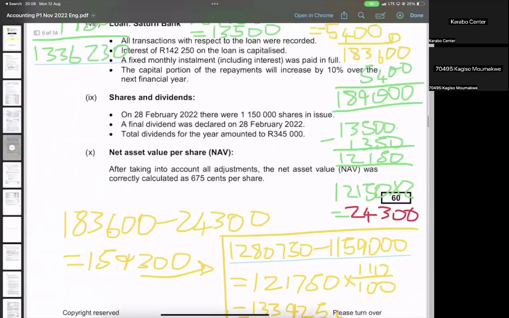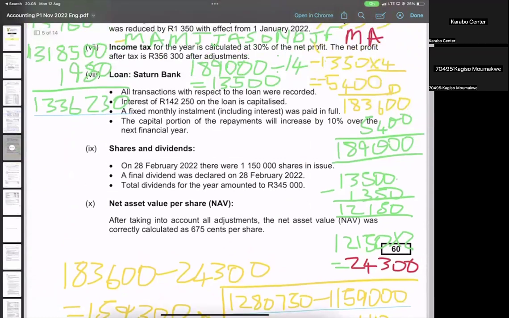So now we go to the next transaction. Our next transaction is shareholders, shares, and dividends. It says on 28 February, there were 1,150,000 shares in issue. A final dividend was declared on 28 February 2022. The total dividends for the year amounted to 345,000.